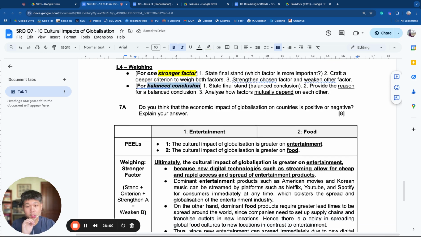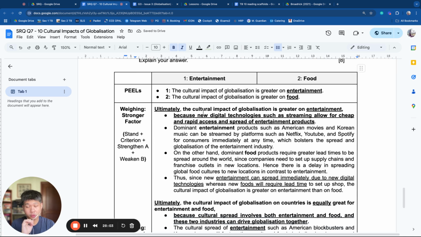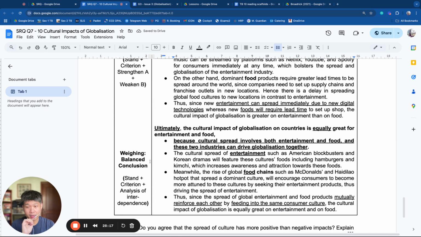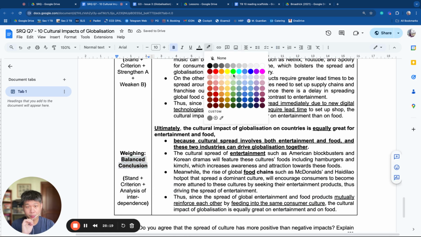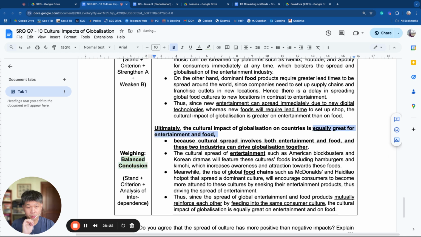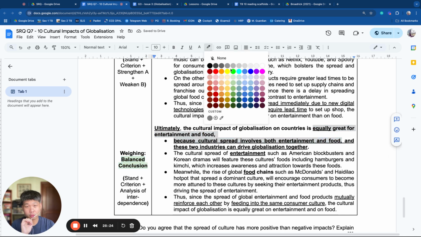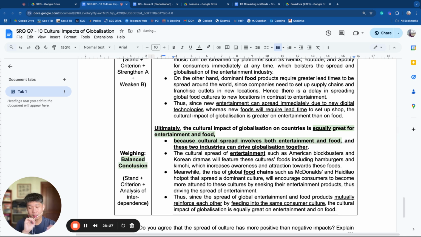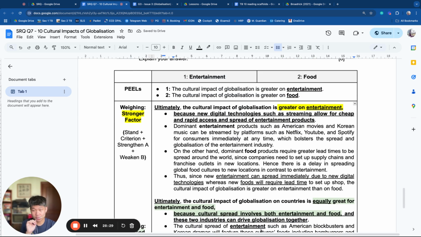Both are important. So here, I've done the matching for you, right? First you do Q1, then you do Q2, then you do weighing. And one way is the stronger factor approach, where here I've picked entertainment. And then another way is the balanced conclusion approach, where you say both are important because it's equal, because it involves both entertainment and food. They reinforce each other. I want here to talk about the entertainment stronger factor approach, just to show you again how we can analyze this at a deeper level.